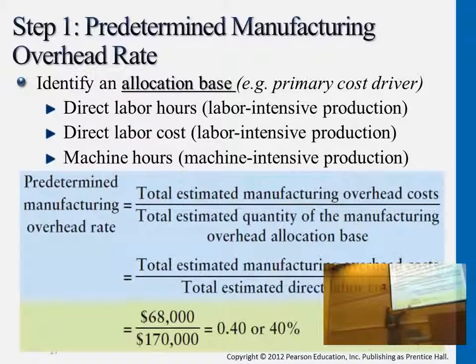So here's an example. Let's say the total estimated manufacturing overhead cost, again, this is an estimation, not the actual cost, $68,000. And let's say the management level decides to use direct labor cost as a base. The labor cost incurred for this job is $170,000. So what does this 40% mean?